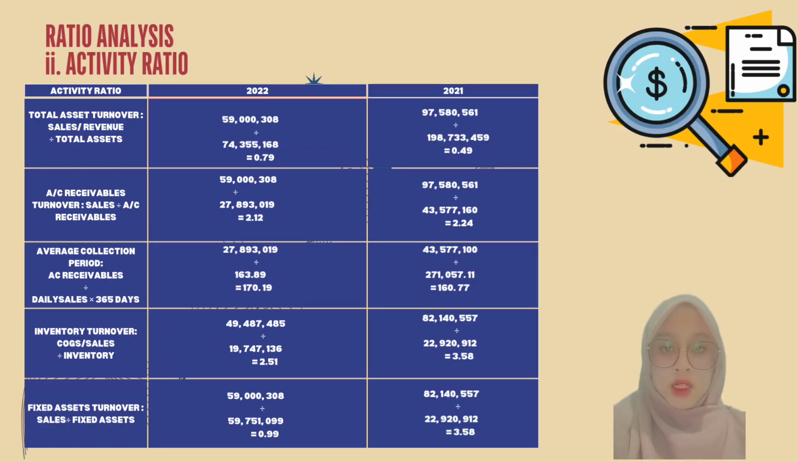Total asset turnover shows increase, from 0.47 in 2021 to 0.79 in 2022. Next, account receivable turnover shows decrease from 2021 to 2022, which is 2.24 to 2.12. Average collection period shows increase. Inventory turnover shows decreasing from 3.58 to 2.51. Lastly, fixed asset turnover shows decrease.